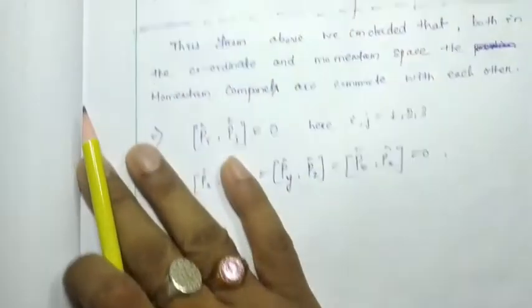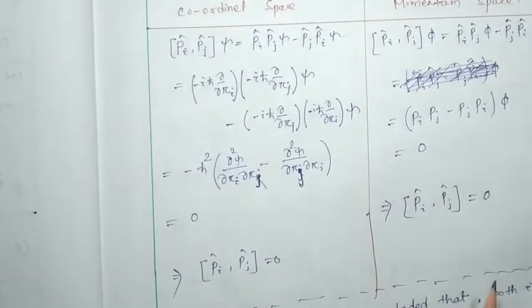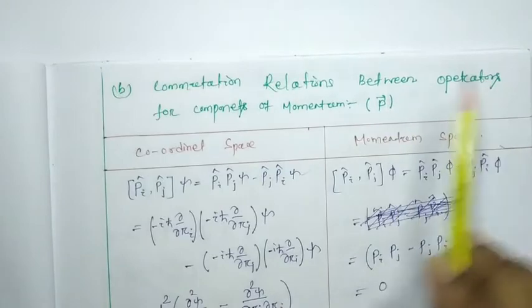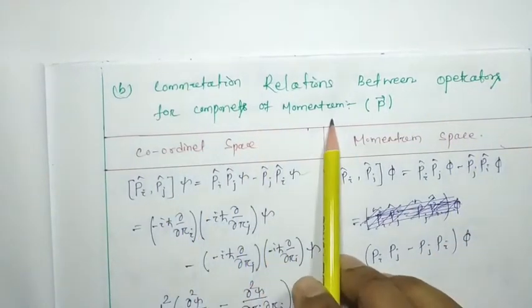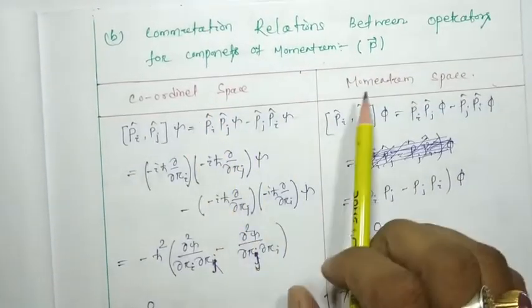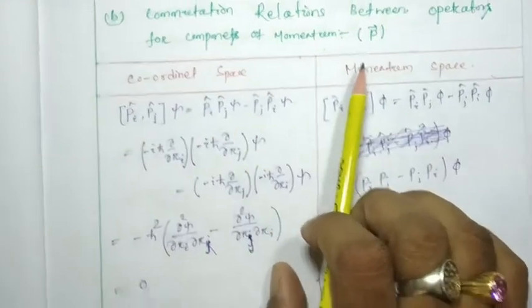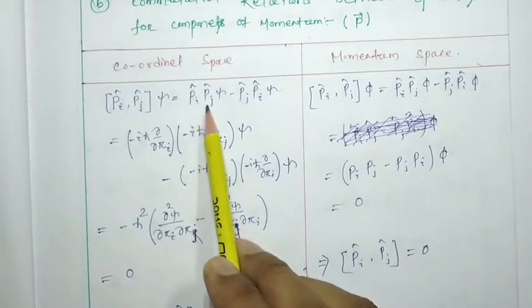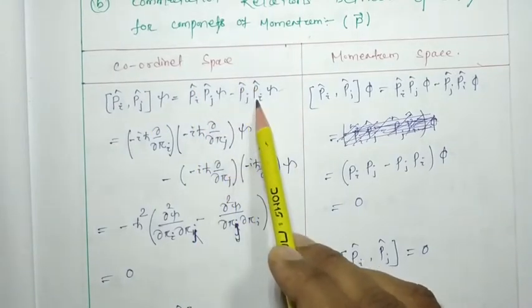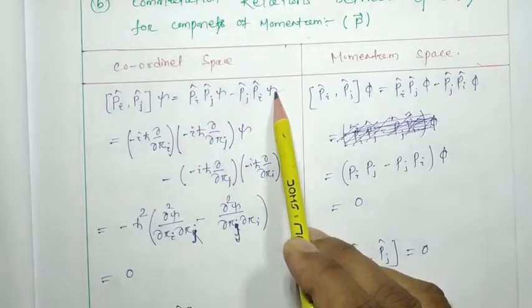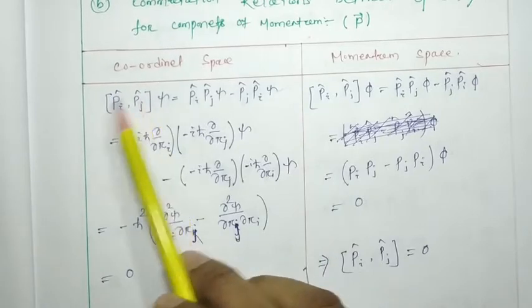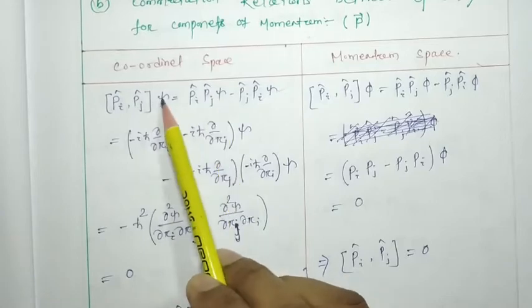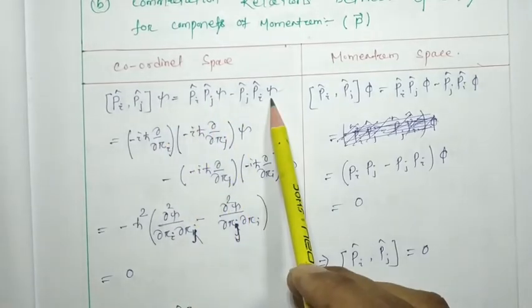Next we have to consider the commutation relation between operators for components of momentum. Now consider the coordinate space and momentum space separately. Suppose [pi, pj] psi will be pi pj psi minus pj pi psi, because the commutation [pi, pj] means nothing but pi pj minus pj pi, acting on psi over here.